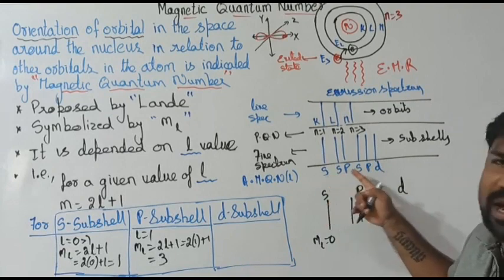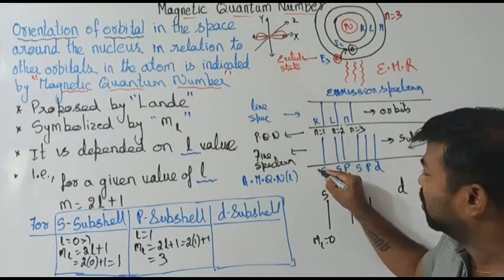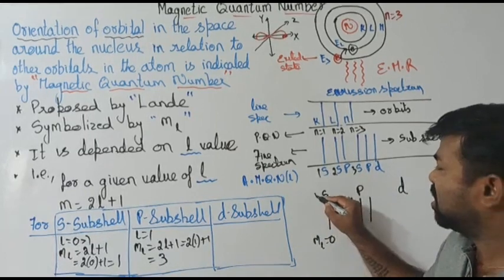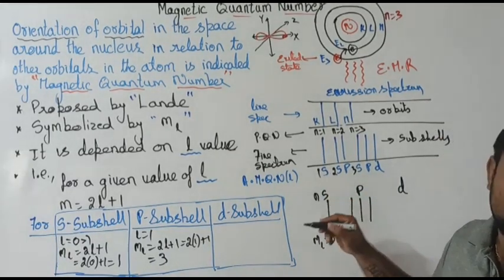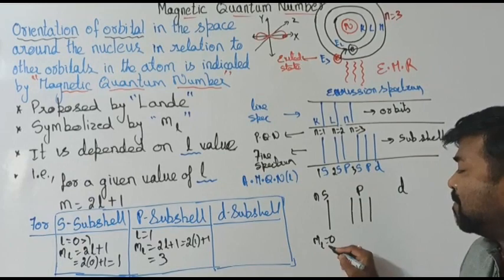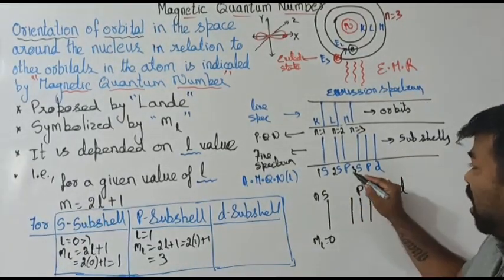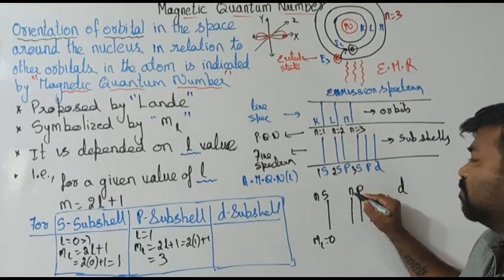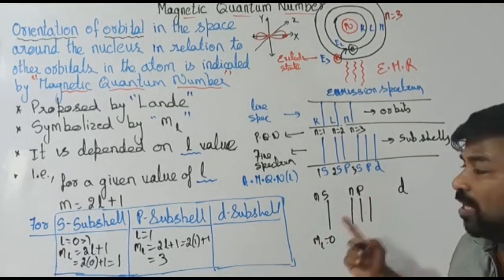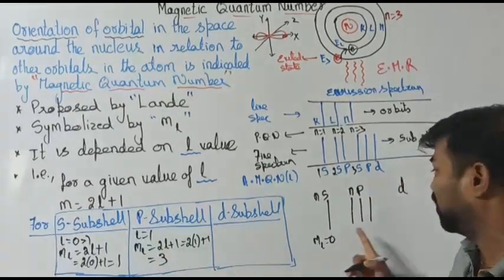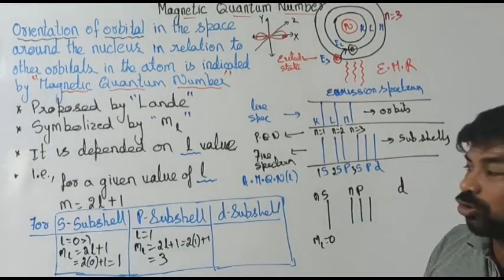The S orbital, wherever it might be, in the first orbit, the second orbit or the third orbit, any nS, has only 1 ML value. It is nothing but 1 S orbital. Now for P, whether it is 2P or 3P, how many values does it break into? ML values are totally 3. What are those? We will get to know.